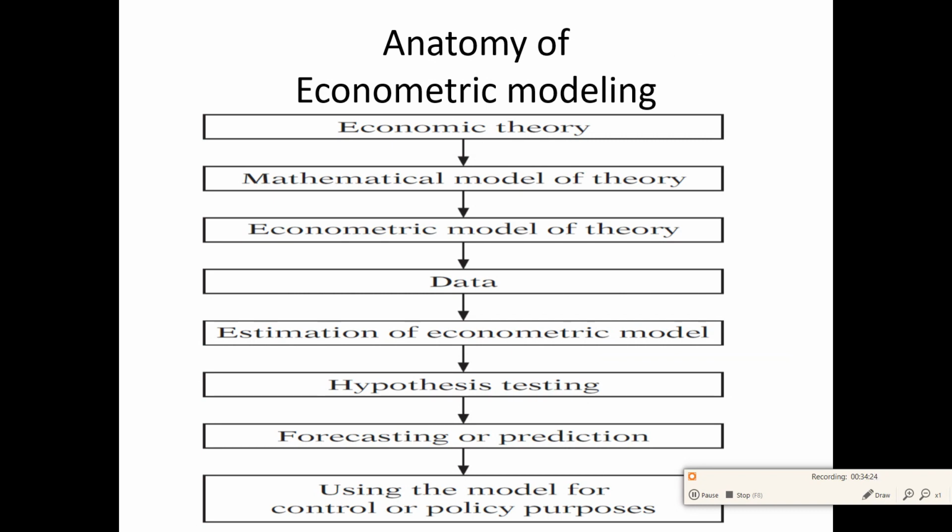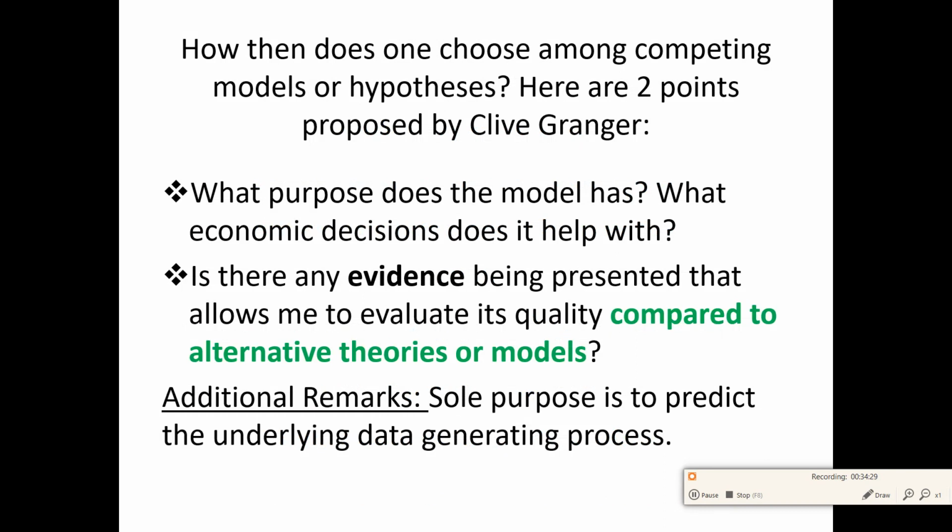I won't repeat this because it is already covered in detail. So how to choose between competing models or competing theories? We will learn in the later part of the course. For now, what you need to understand is there must be some objective criterion on the basis of which you can say that this model seems to be a better fit, or this theory seems to be a better fit as compared to the other theory.